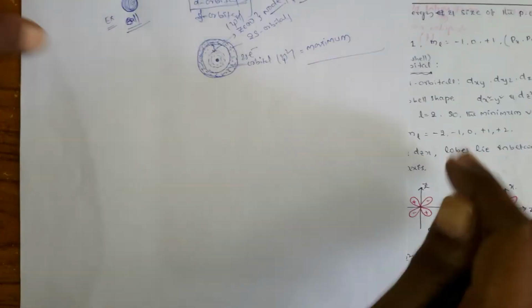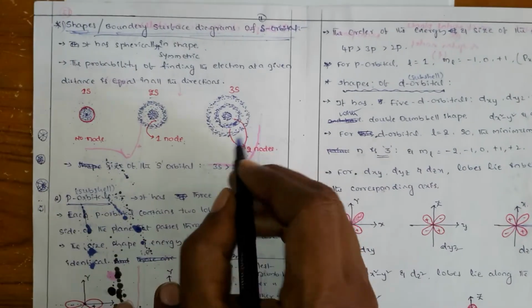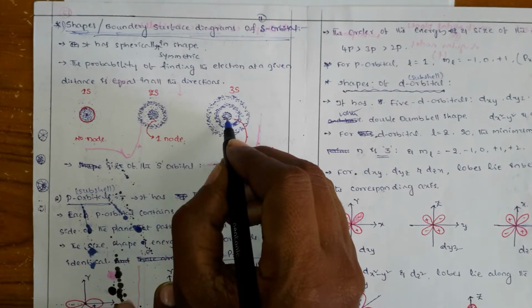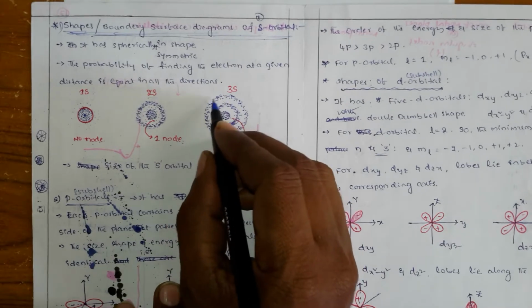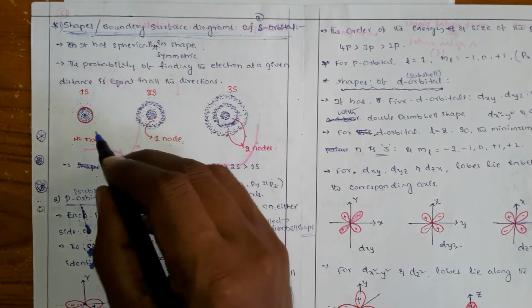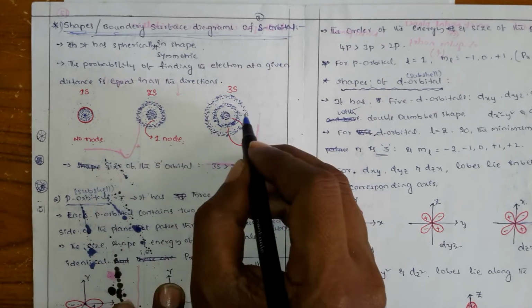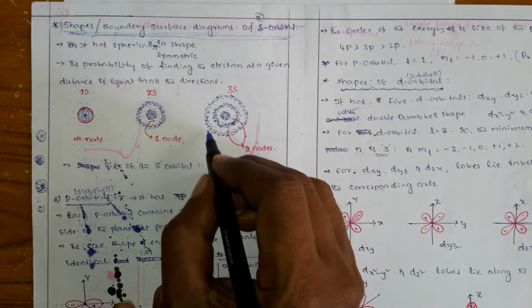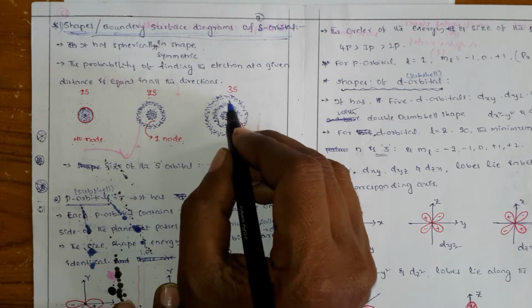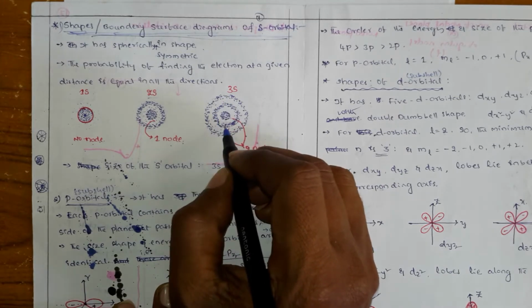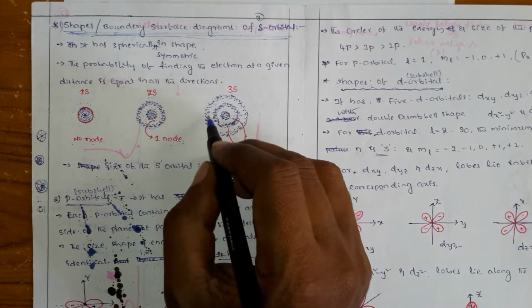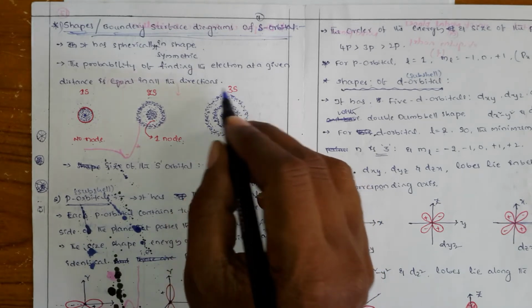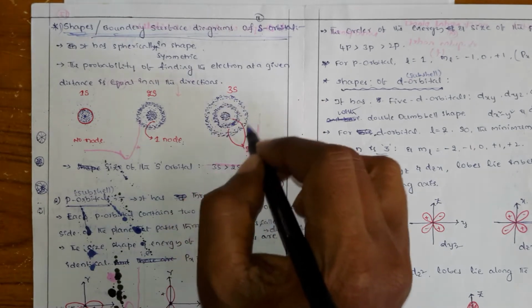Come to the 3s again. So inside 1s, and next is a 2s, and then after the third shell. First shell, second shell, and this is the third shell. And again in the third shell, the electrons revolve around the nucleus. Okay, and it is spherically symmetric in shape. Spherical, like a sphere.